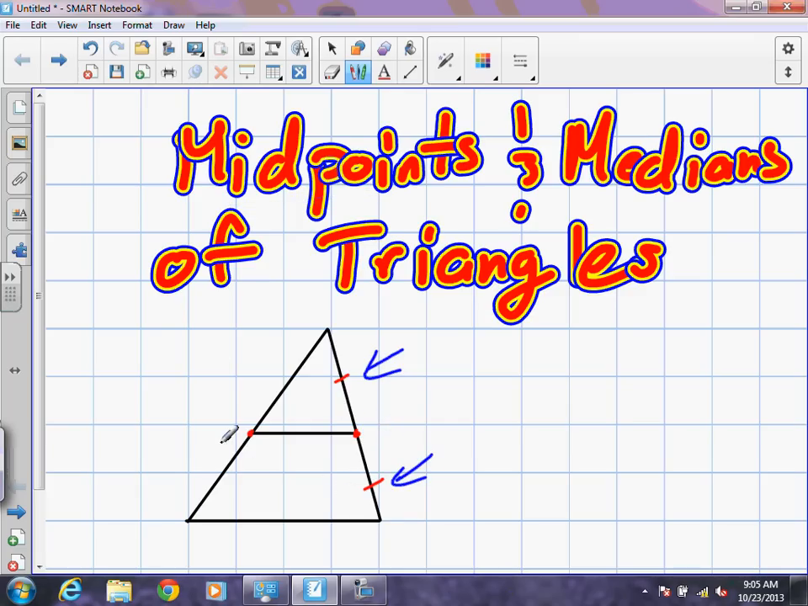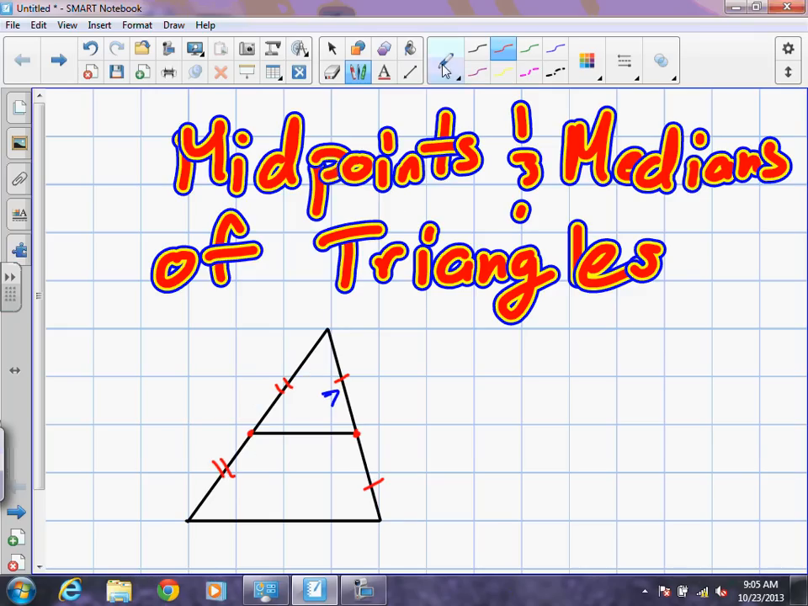With that being said, if this is the midpoint over here, what do we know about these two line segments? They're the same. Now, would I mark them as just a dash? Yes or no? No. Why not? Not parallel, but equal in length. And because it's scalene, they won't be equal in length to the other pair. So I'm going to use two dashes.